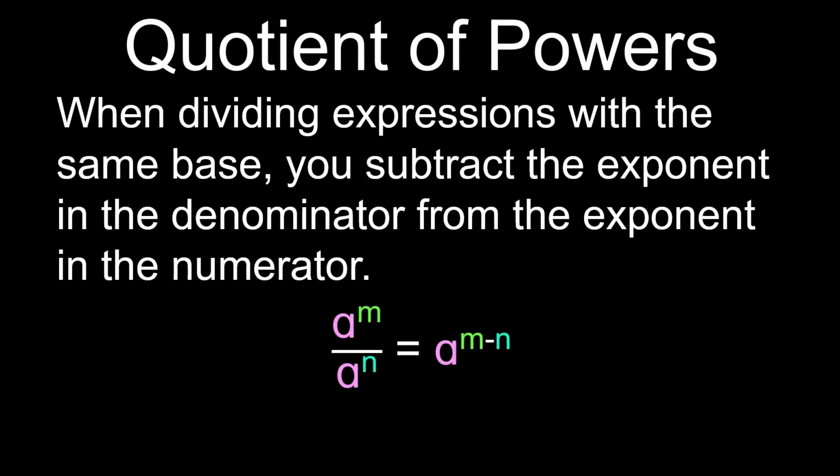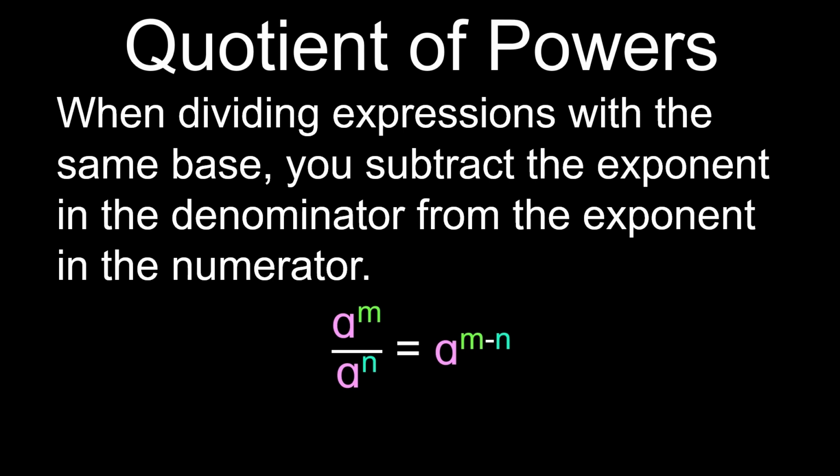The quotient of powers rule says that when dividing expressions with the same base, you subtract the exponent in the denominator from the exponent in the numerator. So if we have a to the m power over a to the n power, that's going to equal the base a, and then we subtract our exponents, so m minus n.